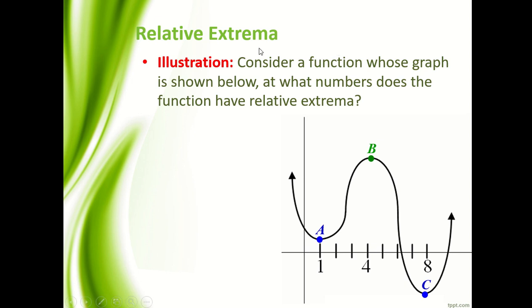Now, for example, consider a function whose graph is shown below. At what numbers does the function have a relative extrema? These are the numbers here: 1, 2, 3, 4, 5, 6, 7, 8. And we mark the points as A, B, and C.